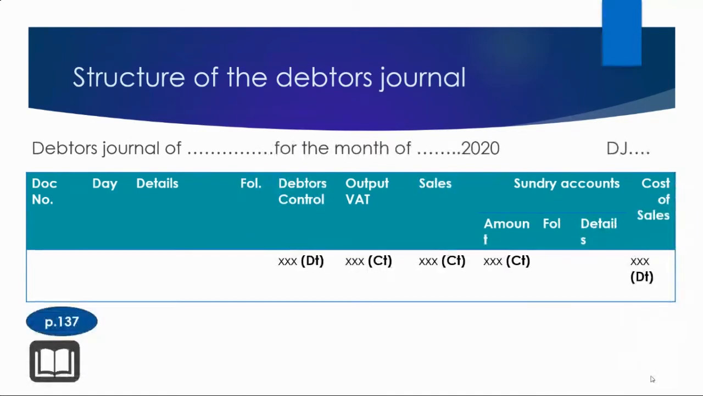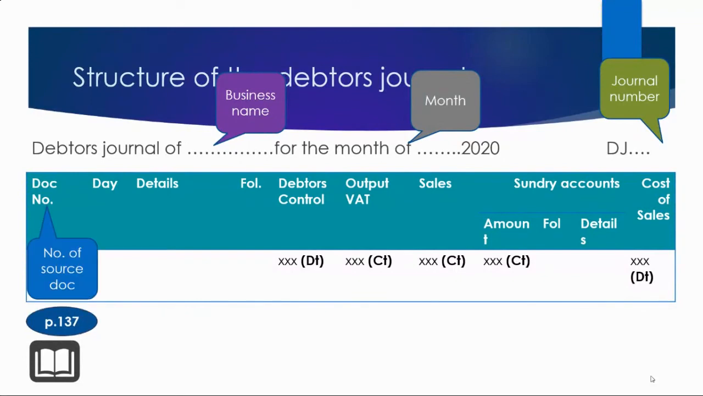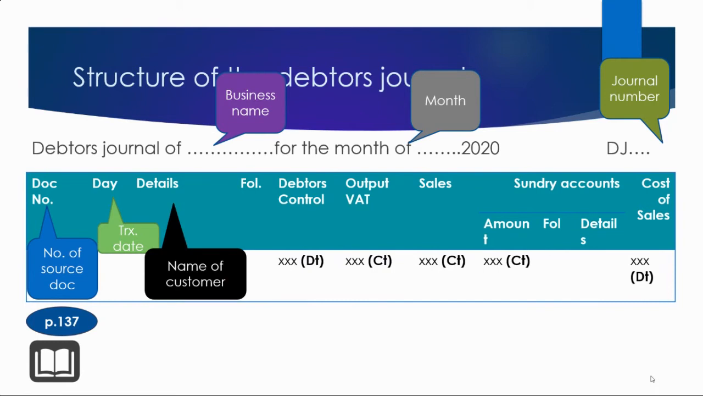Okay. Now let's look at what you have to fill in on each of these journals. Now you say debtors journal of, and then you fill in the business name. You include the month that you're specifically looking at, as well as the year, then your journal number. Then you have your source document number. Now in your question, they will give you the source document number. They will tell you which date it is in that specific month. The details is the name of your customer. Then the folio number is your debtors account number that you have assigned in the question.